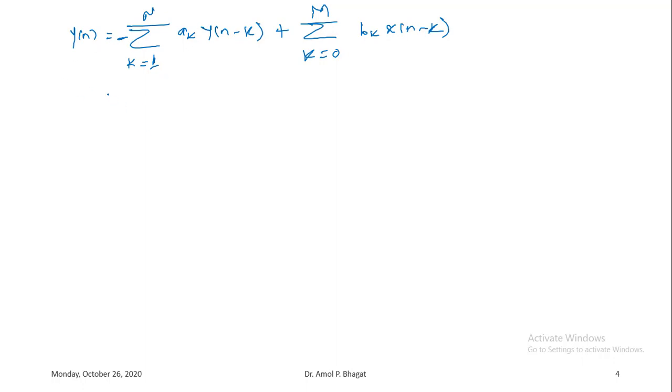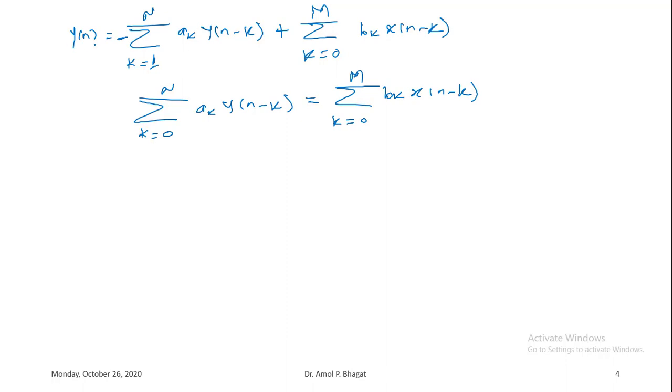This can be written, if you indicate the output terms on the left hand side, in compact form as summation k equals 0 to N a k y of n minus k equals summation k equals 0 to M b k x of n minus k, right? This y of n was inside the summation; by transferring this term to the left hand side, this minus becomes plus, so summation k equals 0 to N. Why 0 to N? Because y of n was shifted inside the summation. So if you substitute k equals 0 here, it will be y of n minus 0.